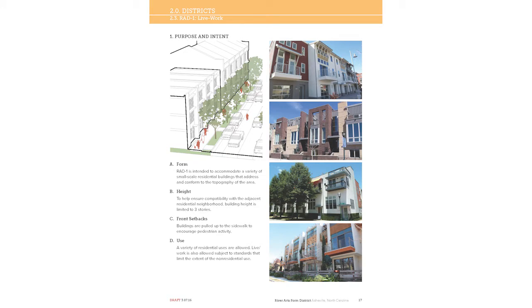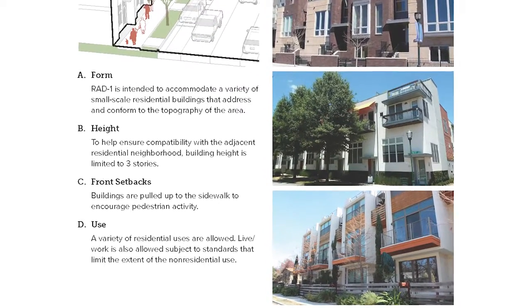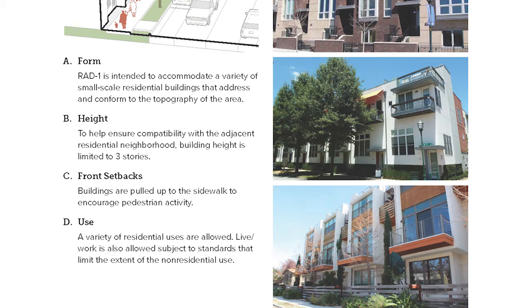So each of the districts is the next piece of the ordinance, and I'm only going to walk you through one so that you know what the components are. I'm going to skip ahead a little. We've tried in each one to give you purpose and intent, the form, the height, the setbacks, and the general use, and then to give you some images.